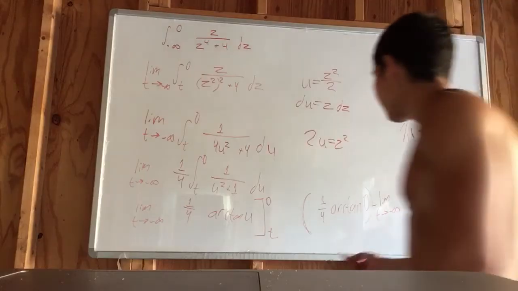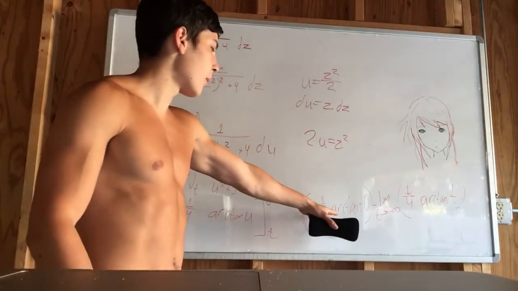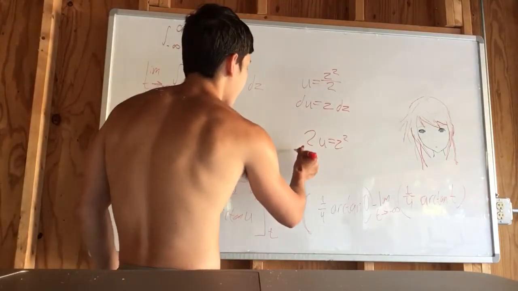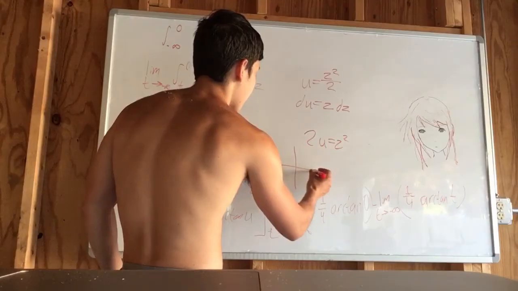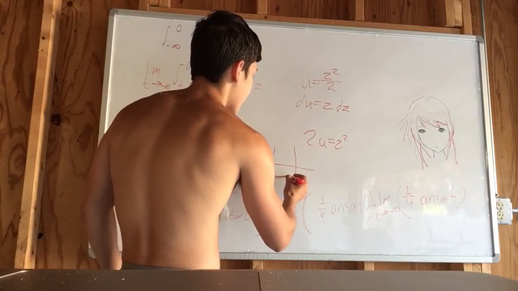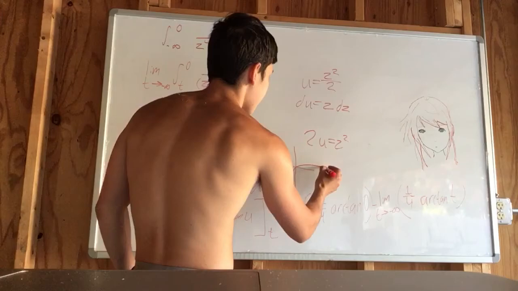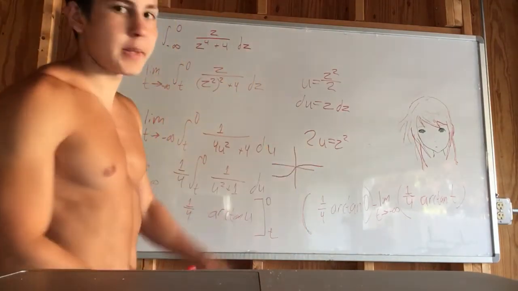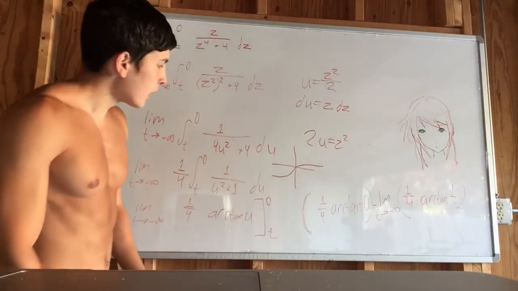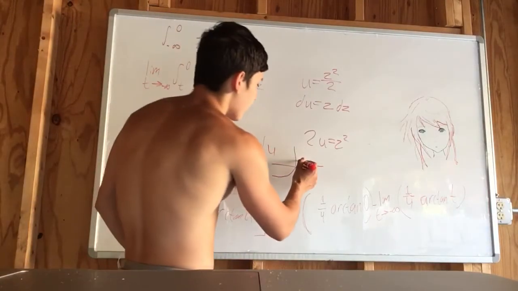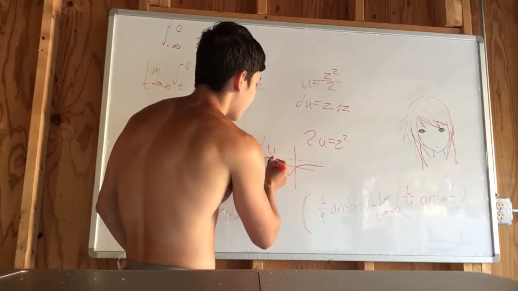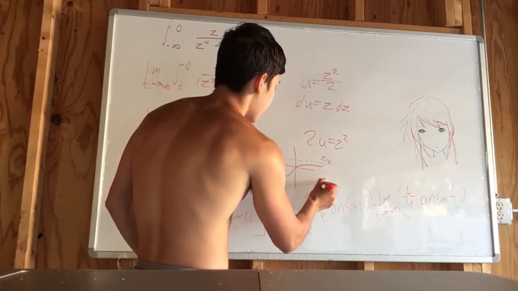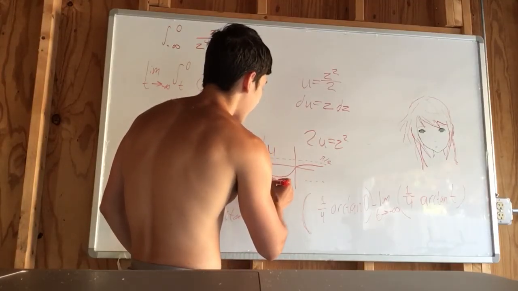Now, what do we get? We get 0. Arctangent of 0 is 0. If you remember the graph of arctangent, it's just like tangent, but sideways. So it goes like this. Because remember, tangent was this, but the other way around. So with this horizontal asymptote is pi over 2. And this one is negative pi over 2.